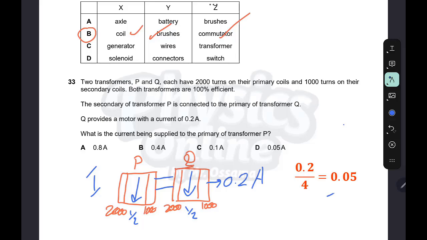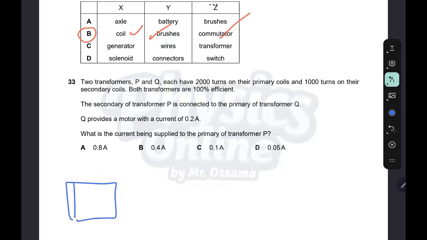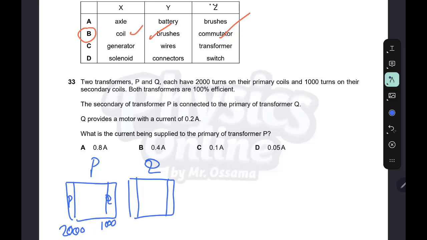Another solution: two transformers, P and Q. The number of turns is 2000 in the primary and 1000 in the secondary, for both. The current in the secondary is 0.2. What is the current in the primary of P? Let's talk first about Q.